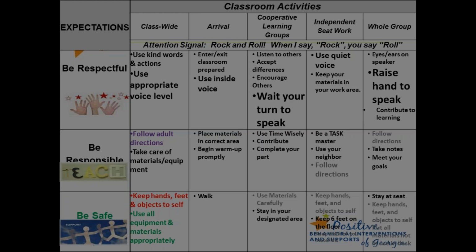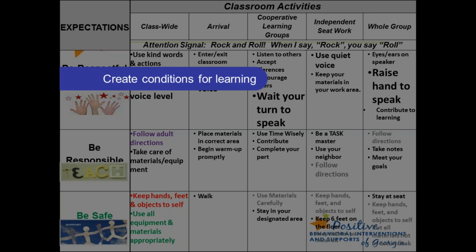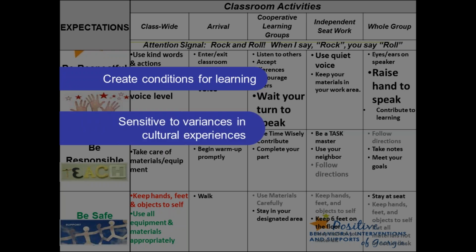Let's take a look at this matrix from a culturally responsive lens. Carolyn Evertson, a researcher and expert in classroom management, says that the purpose of good classroom management is to create conditions for learning. As classrooms become more diverse, this can only be accomplished when teachers are sensitive to variance in cultural experiences and values that their students bring to the classroom.